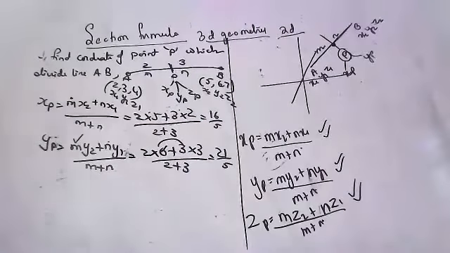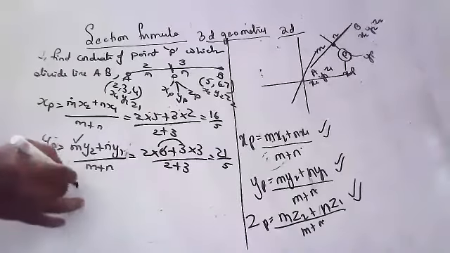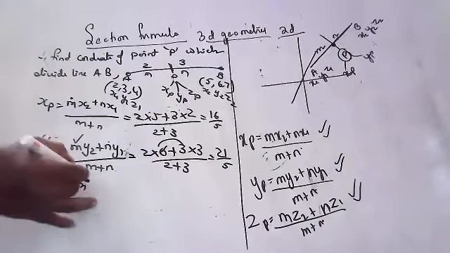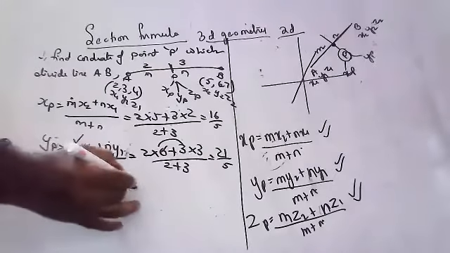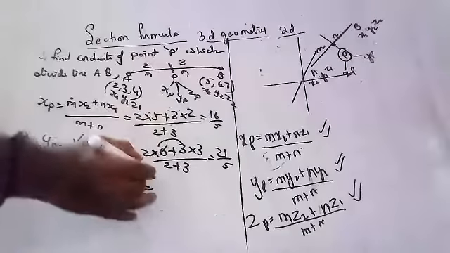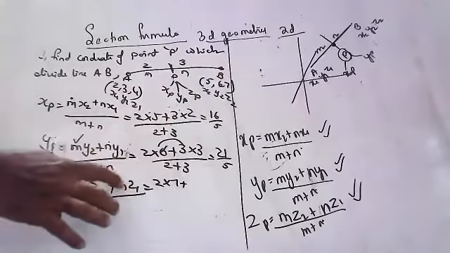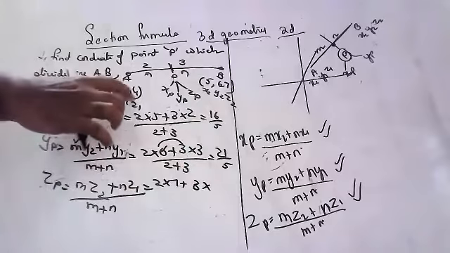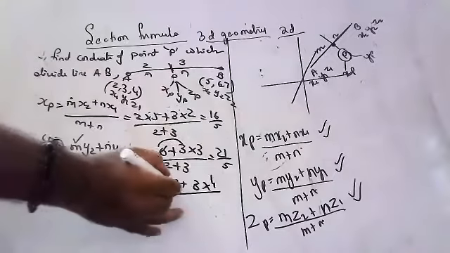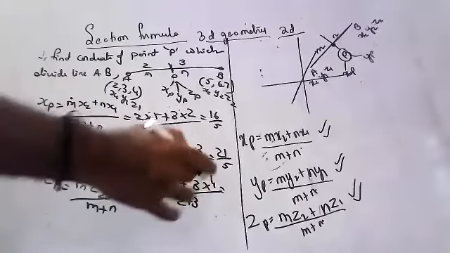Next. Okay. Who will tell ZP? Anyone? Direct substitution. Yeah, please tell. m equals 2. (mz2 + nz1) by (m + n). What is m? 2. Z2 is how much? 7. N is how much? 3. Z1 is how much? 4. How much total? By 2 plus 3. 14 plus 12 is how much?